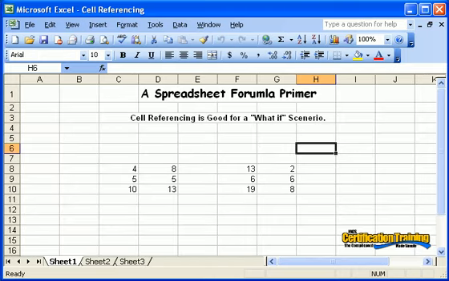Now, I understand that this whole cell referencing and what-if scenario stuff can be complicated at first. Watch the video a couple of more times. Try to really understand it. Because once you do, you'll see that it's very powerful and that you'd want to use it whenever possible.